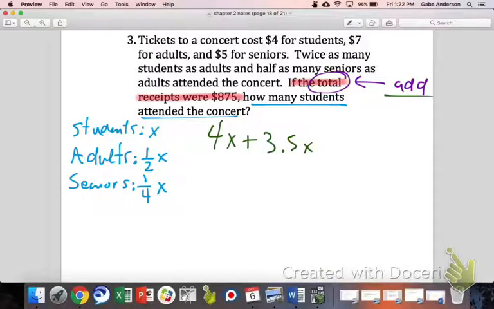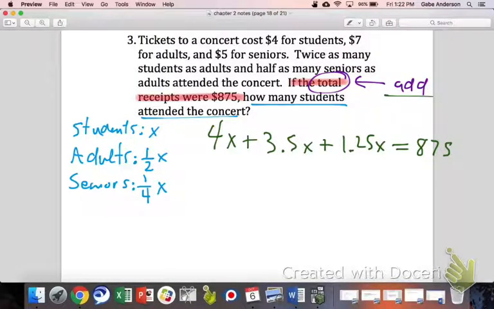And then lastly, we have the seniors we need to add in here. So there was 1/4 X seniors, and they each paid $5. Is it 1.25? It is 1.25. Yeah, 1 1/4. So 1.25X would be the amount of money that we got from senior citizens. Okay, so if I take all those amounts of money and I add them up, I should get the total, and the total was $875. So that's our setup.